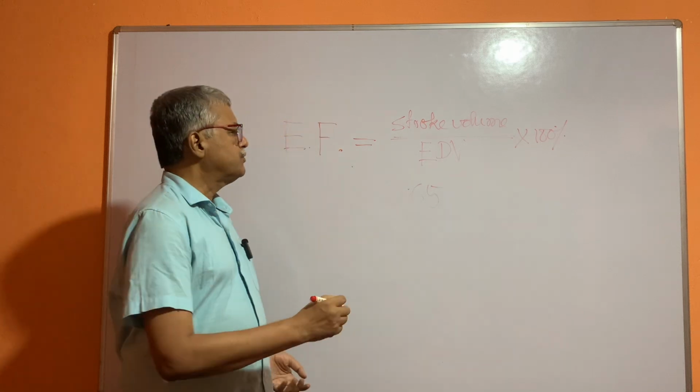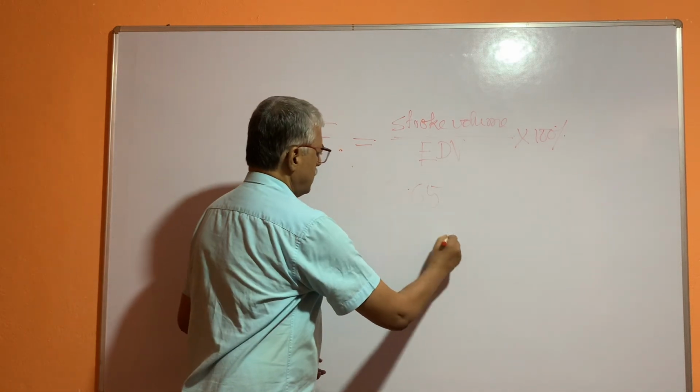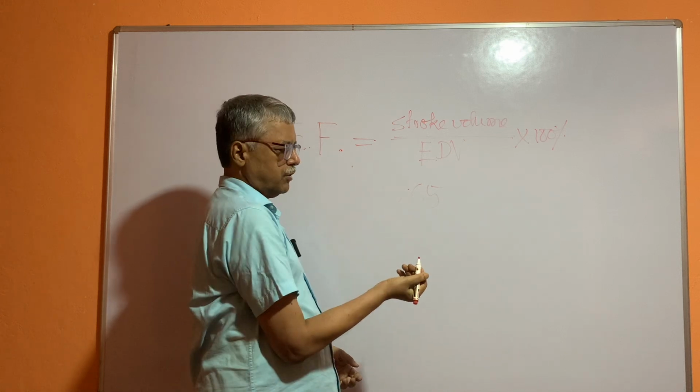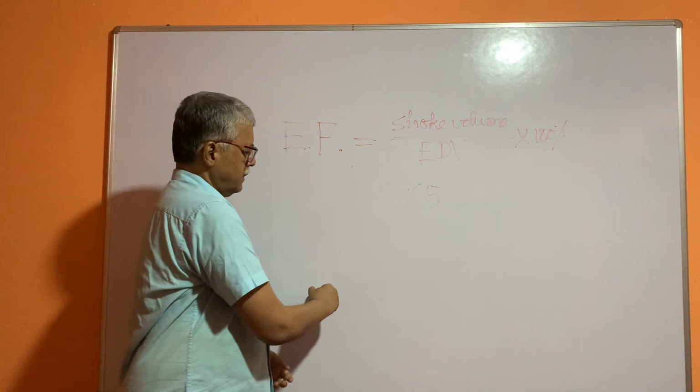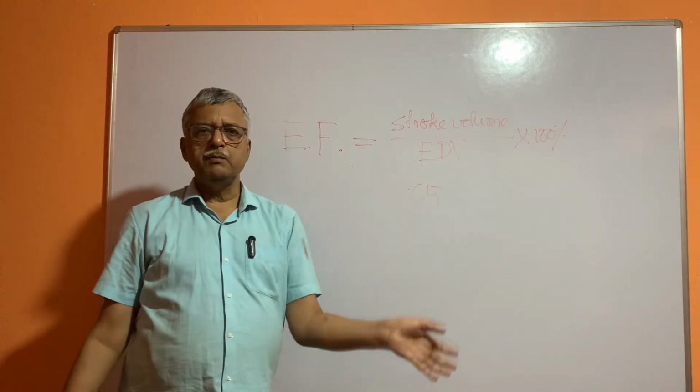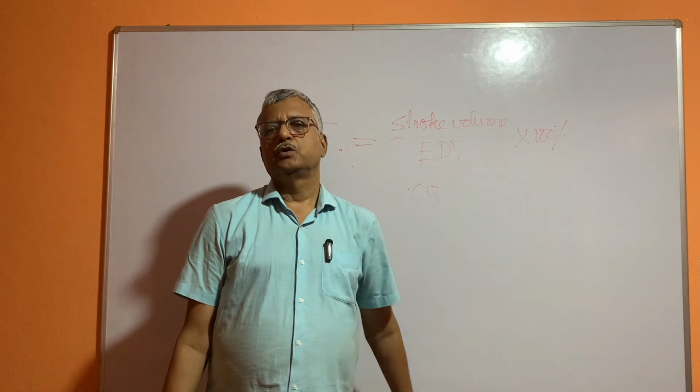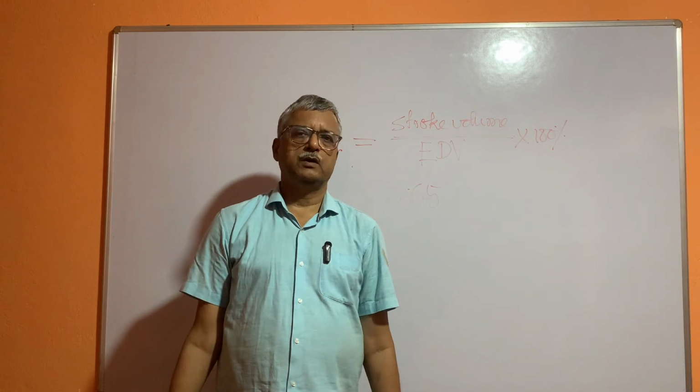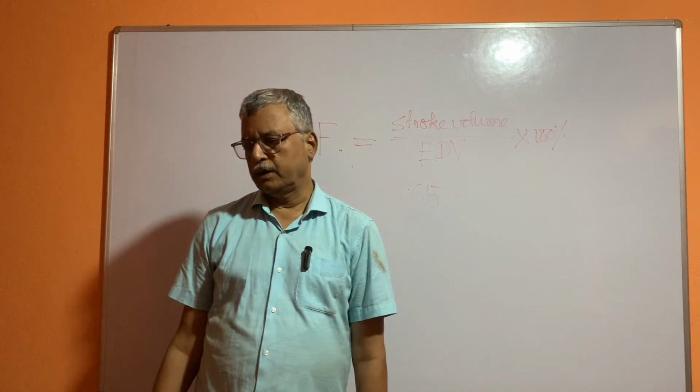So the curve is like an inverted U-shaped curve. So that is the relation between the heart rate and cardiac output.